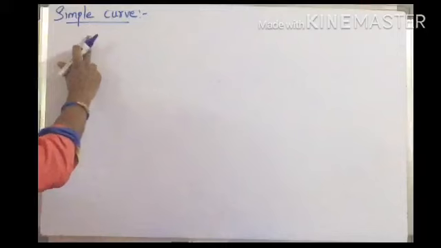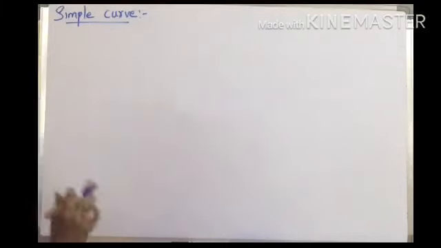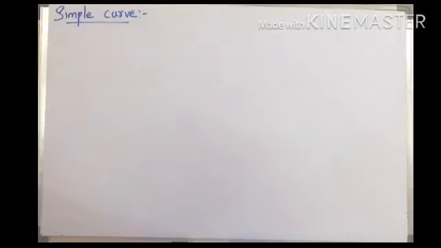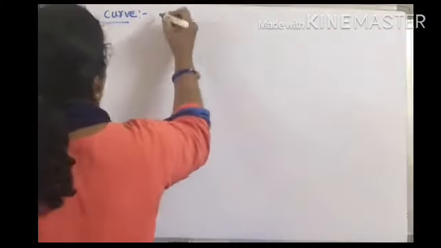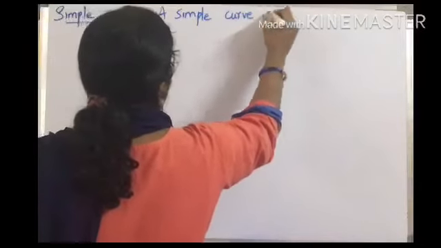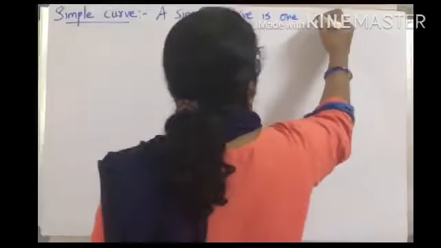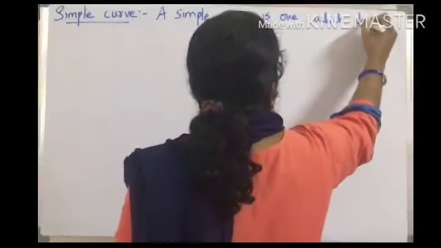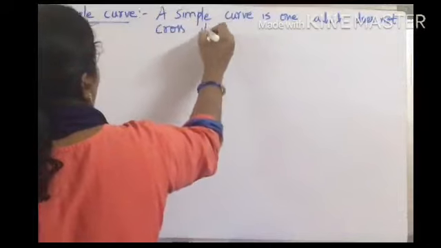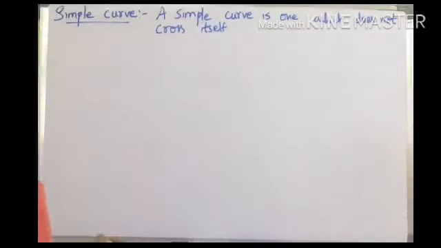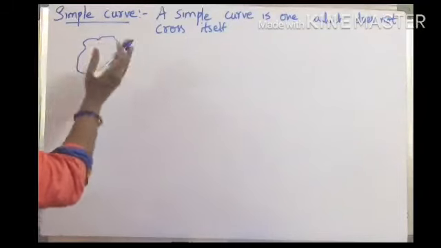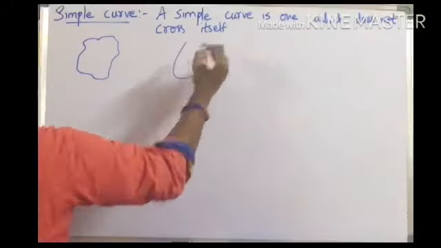What is a simple curve? Next, the third one is the simple curve. A simple curve is one which does not cross itself. Okay. Now, what is the definition of this one? A simple curve is one which does not cross itself. Right? Means if I draw this figure, is it crossing anywhere? No. And these are all simple curves.